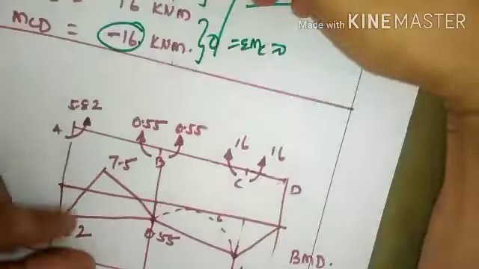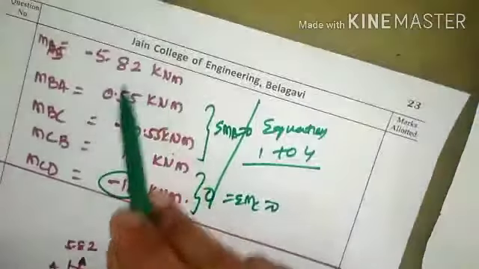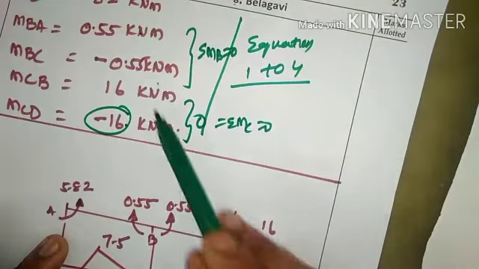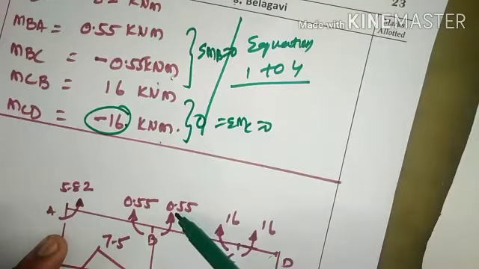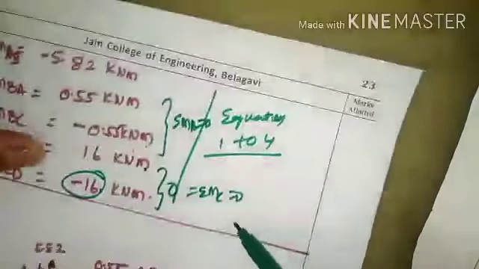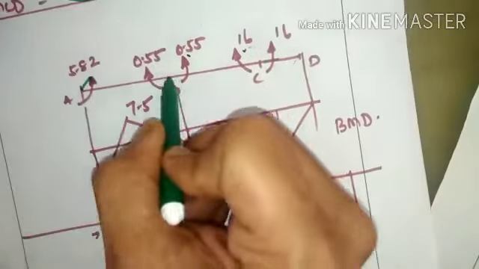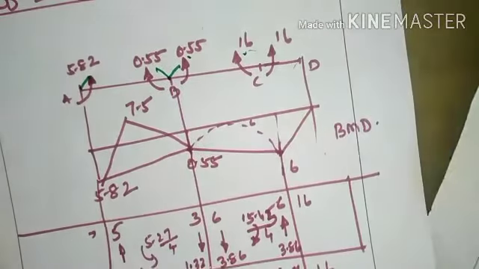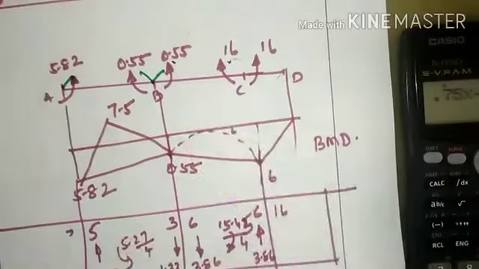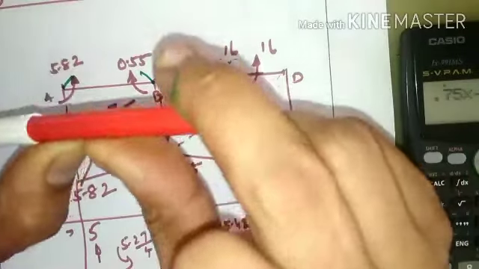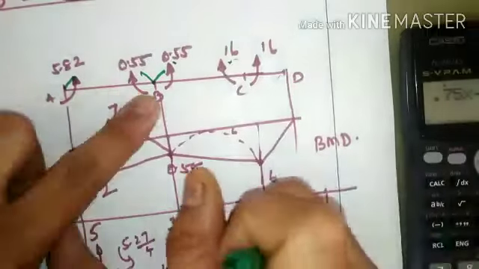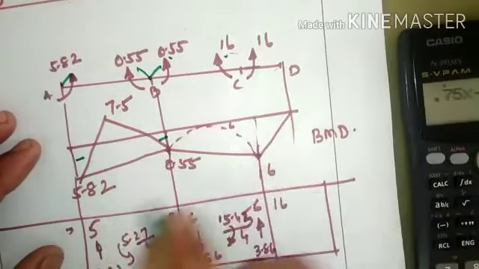As it is negative here, the direction of rotation will be anti-clockwise. Here it is positive, so the direction of rotation is clockwise. Plus 16 means clockwise, minus 16 means anti-clockwise. All these moments will create hogging, because if you try to push it, it will move in the upward direction. Movement in the upward direction is hogging. So hogging is negative, and all these moments shall come as negative.